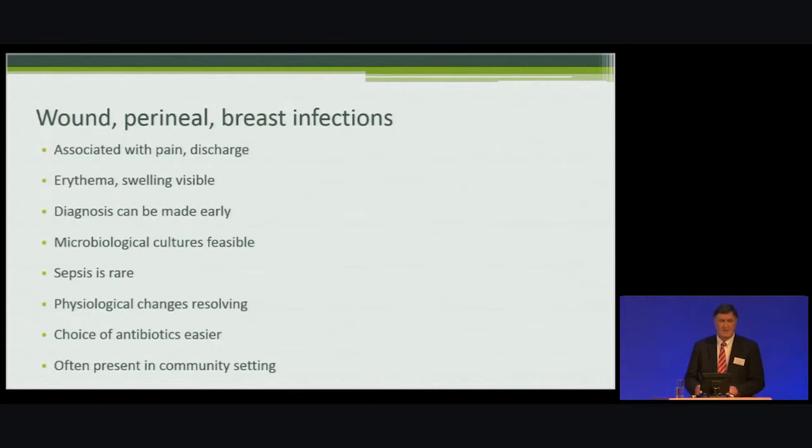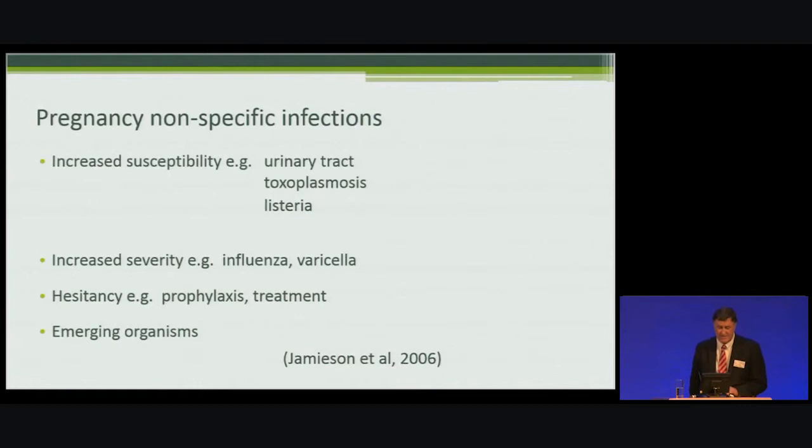There are also pregnancy non-specific infections. These can be related to increased susceptibility, increased severity, and then they may be more likely to occur because sometimes we as doctors are hesitant with vaccination or treatment. And then finally, there is the whole issue of emerging organisms, and an example of that would be Ebola.